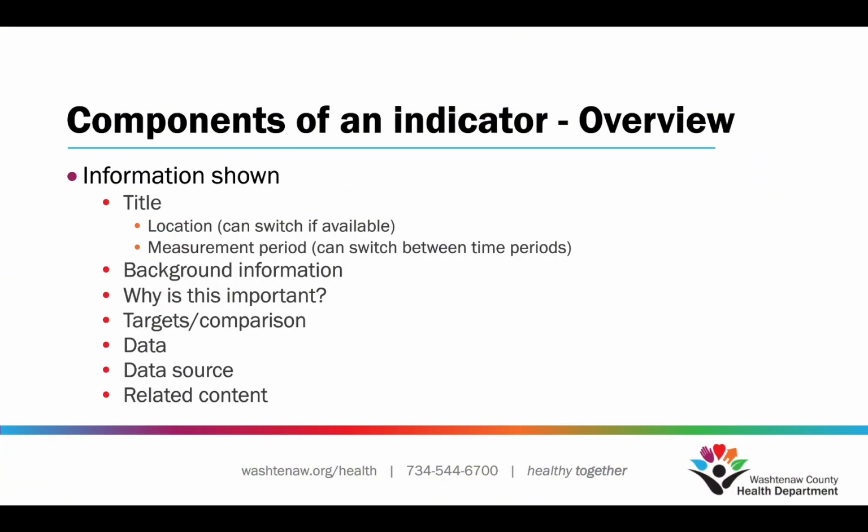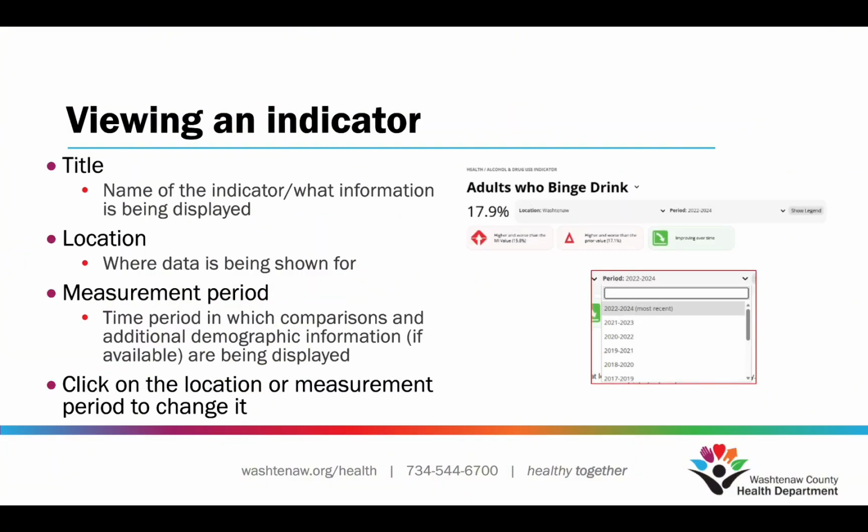When viewing an indicator, there are several components that come along with the page. There you will find the title, location and measurement periods, which can both be changed, background information, why the indicator is important, targets and comparisons, data, data sources, and any related content. Let's walk through each component. First, we'll begin with title. This is the name of the indicator or what information is being displayed.